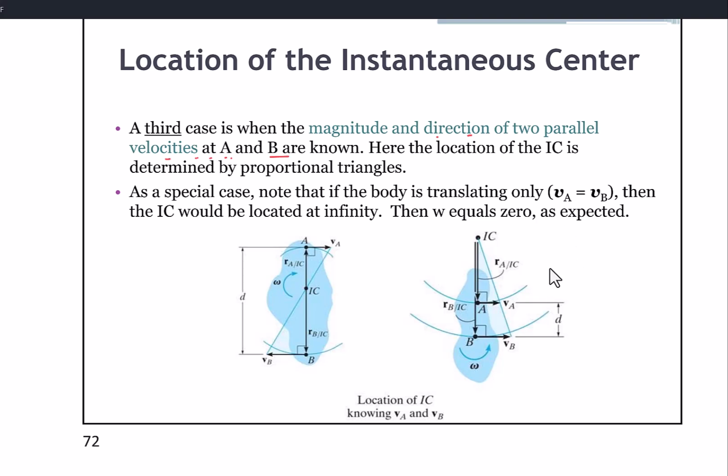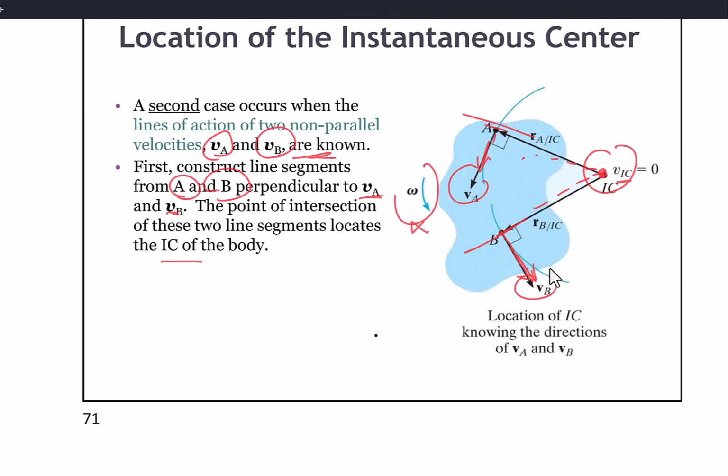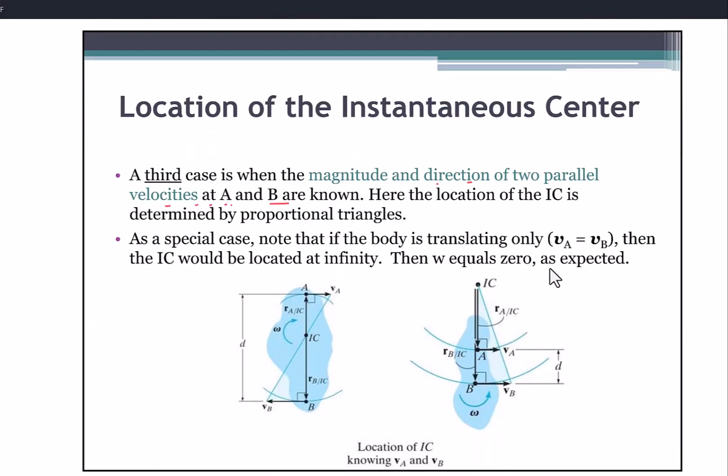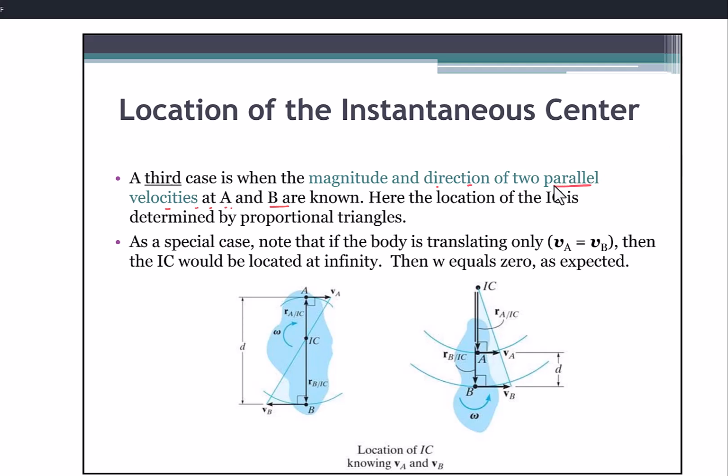We have the same case. They will not intersect. They will never intersect. Why? Because they are two parallel lines. So the location of IC is determined by proportional triangles. So I have this parallel, they will never intersect, but I have this triangle and I have this other triangle. So I can deduce the location of this IC.